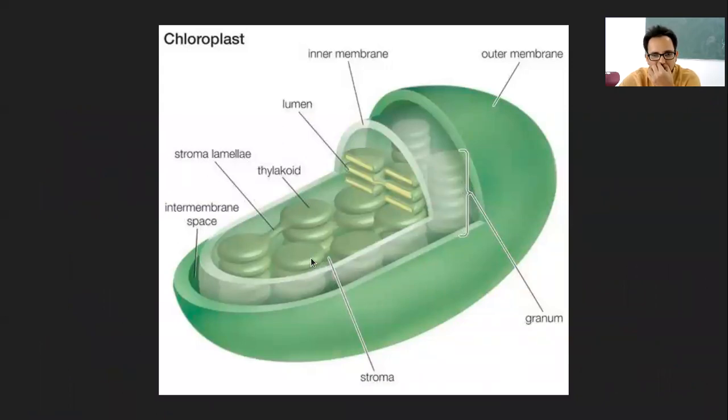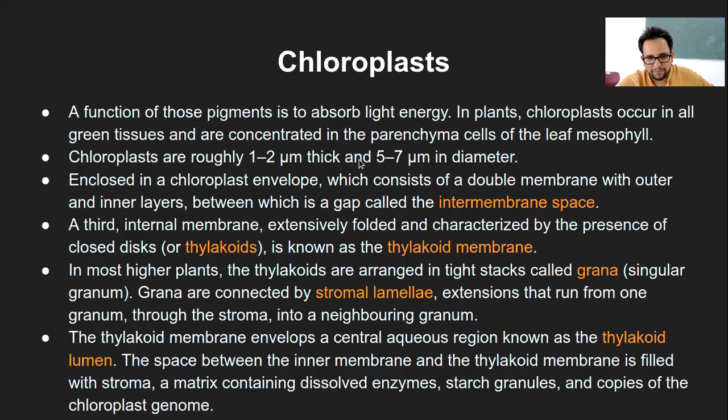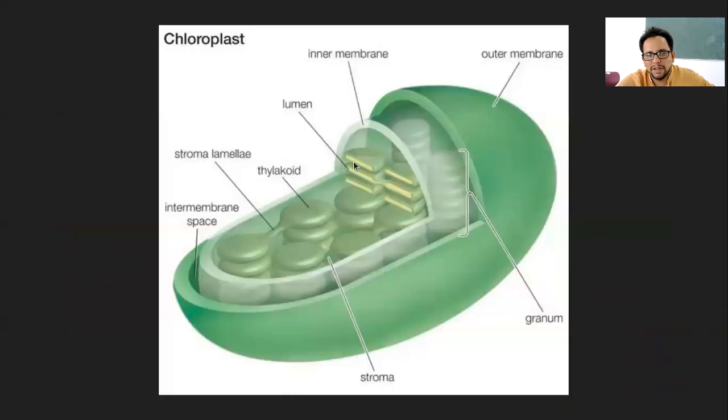Within the stroma layer, there will be many disc-like structures which are called thylakoids. They are arranged in a stack. That stack is known as a granum in singular, grana in plural. Individually, these thylakoids will contain certain chemicals, a matrix with dissolved enzymes, starch granules, a copy of the chloroplast genome, and so on. So they will contain quite a lot of material within each individual disc. You can see these ones are cut open just to show you that something does exist inside the thylakoid structure. So that is the thylakoid, and between the grana you will find the stroma lamellae. That is the whole structure of the chloroplast.